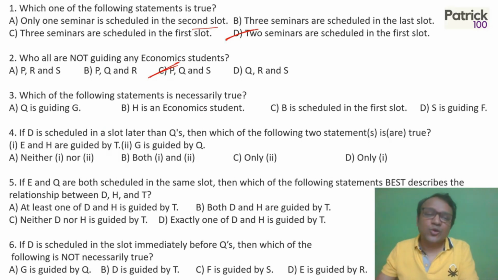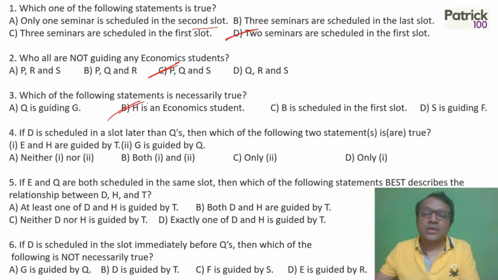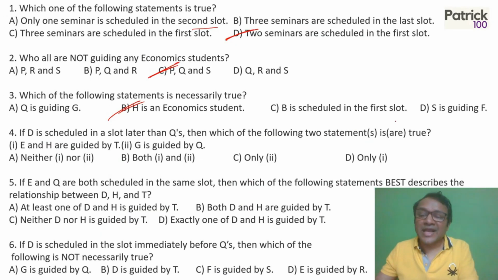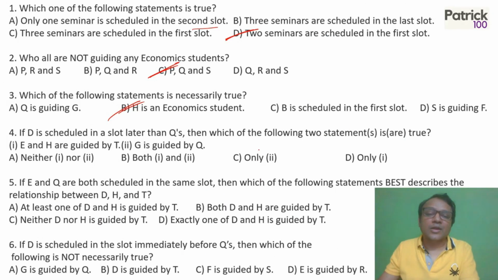Q is guiding G. I don't know who Q is guiding, not given. H is the economic student. Yes, we know that the remaining students are economic students, so H has to be an economic student. B is scheduled for the first slot. No, B was 9:30, and S is guiding F. We can't make out, right? So in that case, only B is definitely true. Others we're not sure of. I checked the others just to confirm.